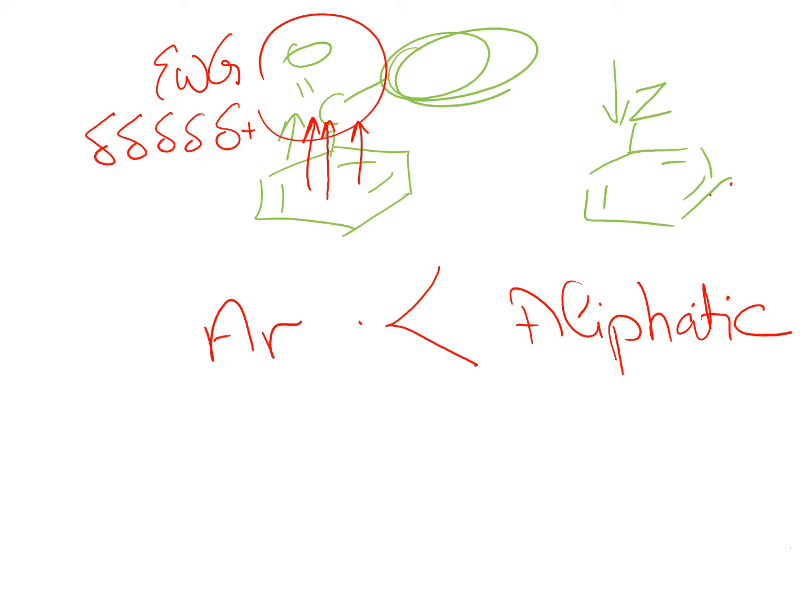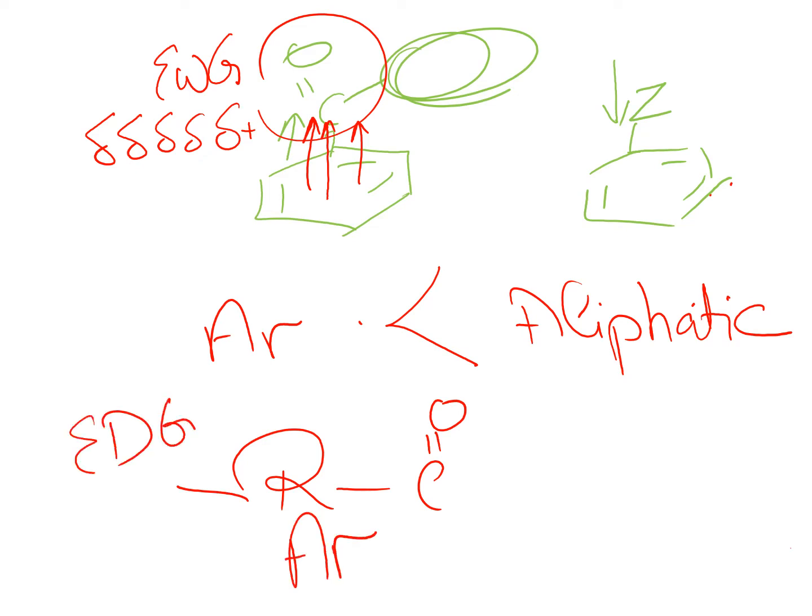If you add an electron donating group on the side chain attached to the carbonyl, whether this side chain is aliphatic or aromatic, then you're giving electrons. So you are reducing the positive charge. Accordingly, you are reducing the reactivity.